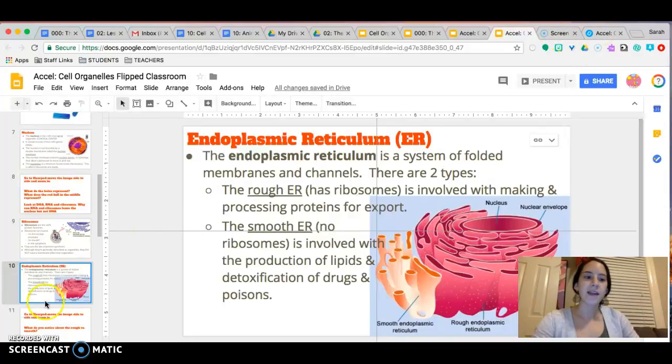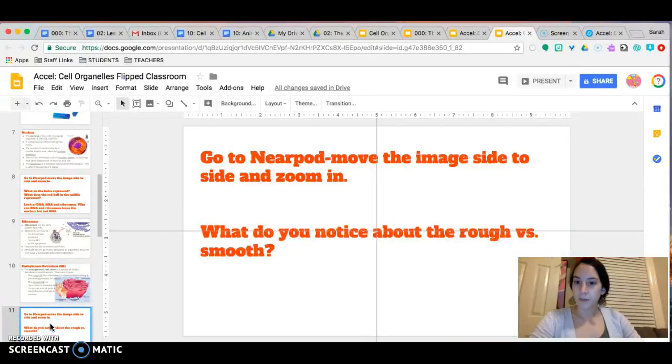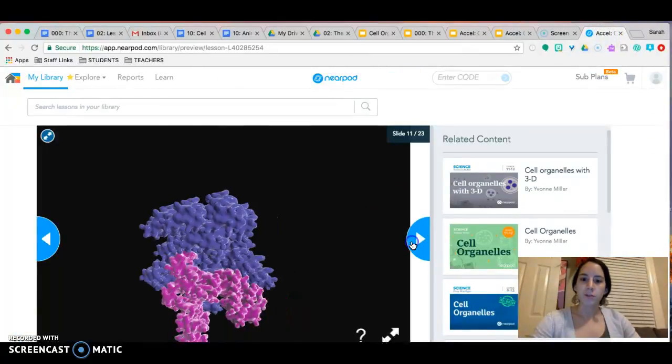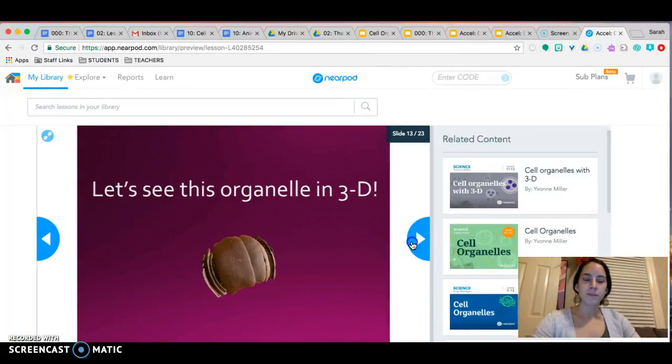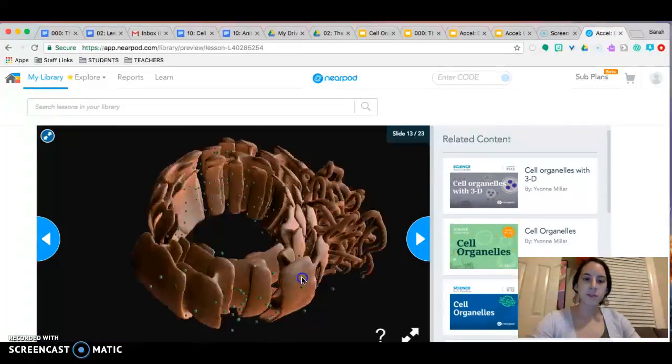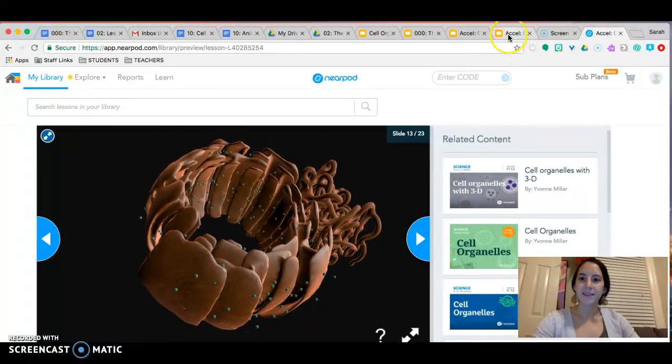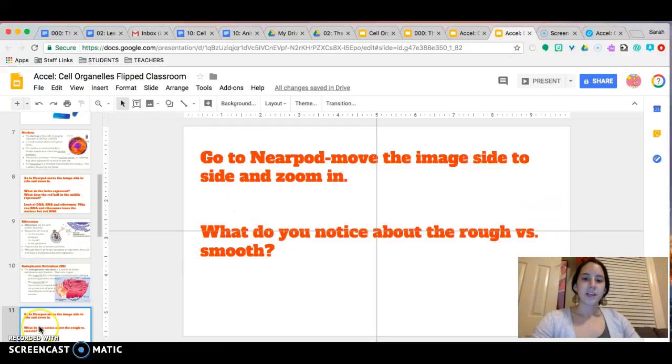So you can go ahead, if you go to the Nearpod, you're going to find a 3D image of endoplasmic reticulum. Same thing as before, mess around with it, look a little bit, zoom in, things like that. And tell me what you notice about the rough versus the smooth.